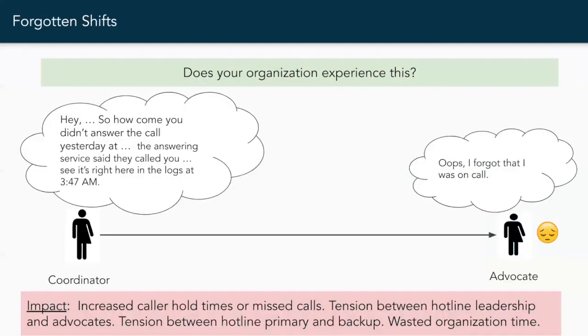We'll talk about one more scenario here. It could be that the advocate actually forgot about their shift. The scenario starts very similarly, where the crisis coordinator says, hey, how come you didn't answer the call yesterday? The answering service said that they called you at 3:47 a.m. And the advocate just plain old forgot that they were on call, and that's why they missed the call. And that can be really, really frustrating from the coordinator perspective as well.